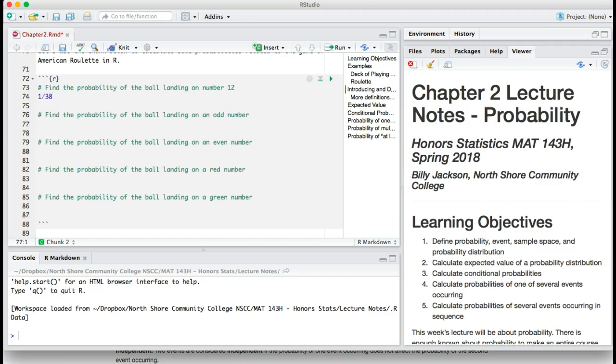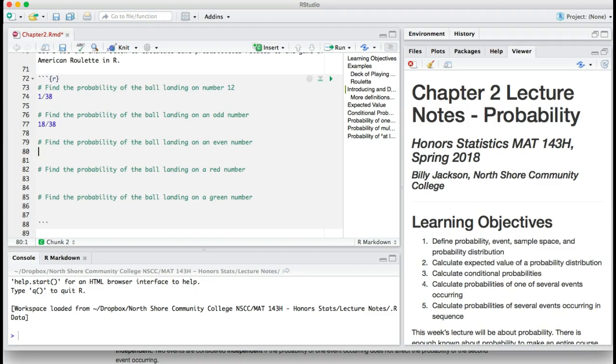What's the probability of the ball landing on an odd number? Well, the roulette wheel has the numbers 0 and 00, which aren't considered to be odd nor even. And then there's the numbers 1 through 36. How many odd numbers are there in the numbers 1 through 36? Well, half of them are odd, half of them are even, and half of 36 is 18. So the probability is 18 out of 38.